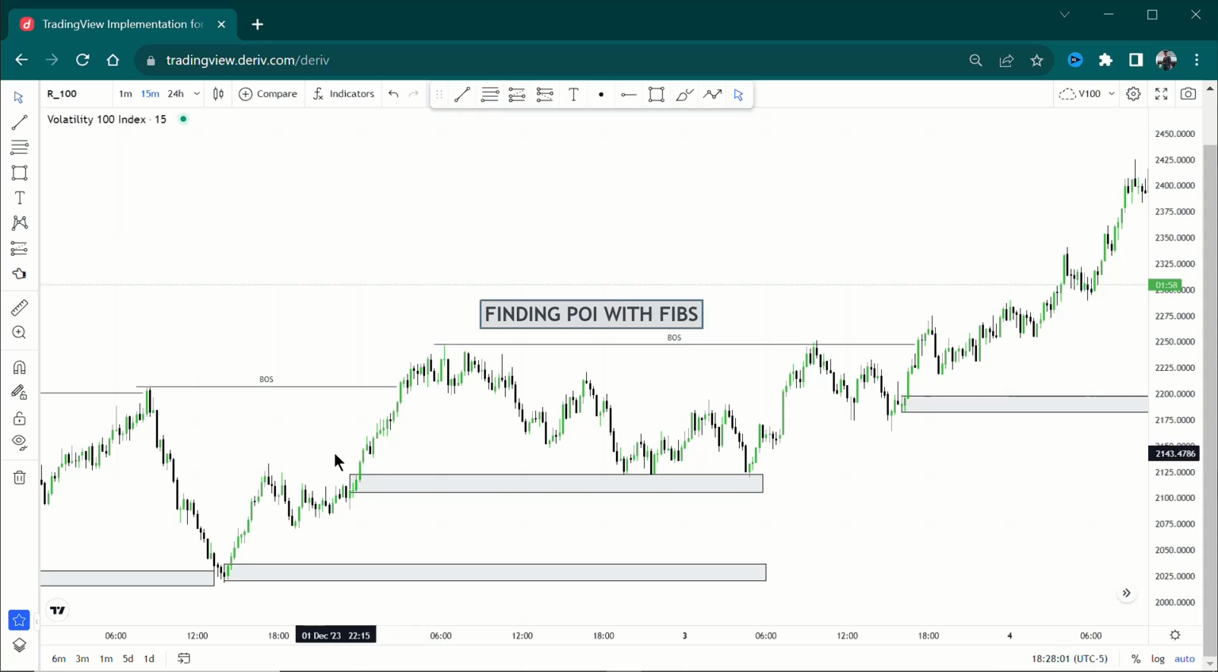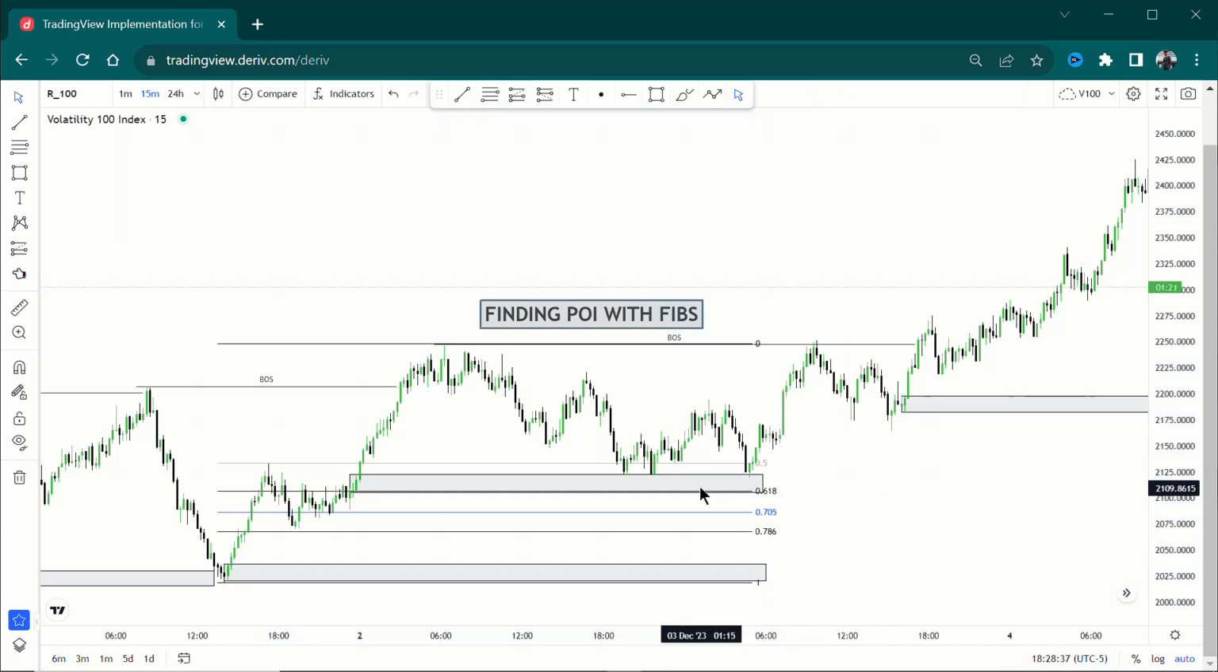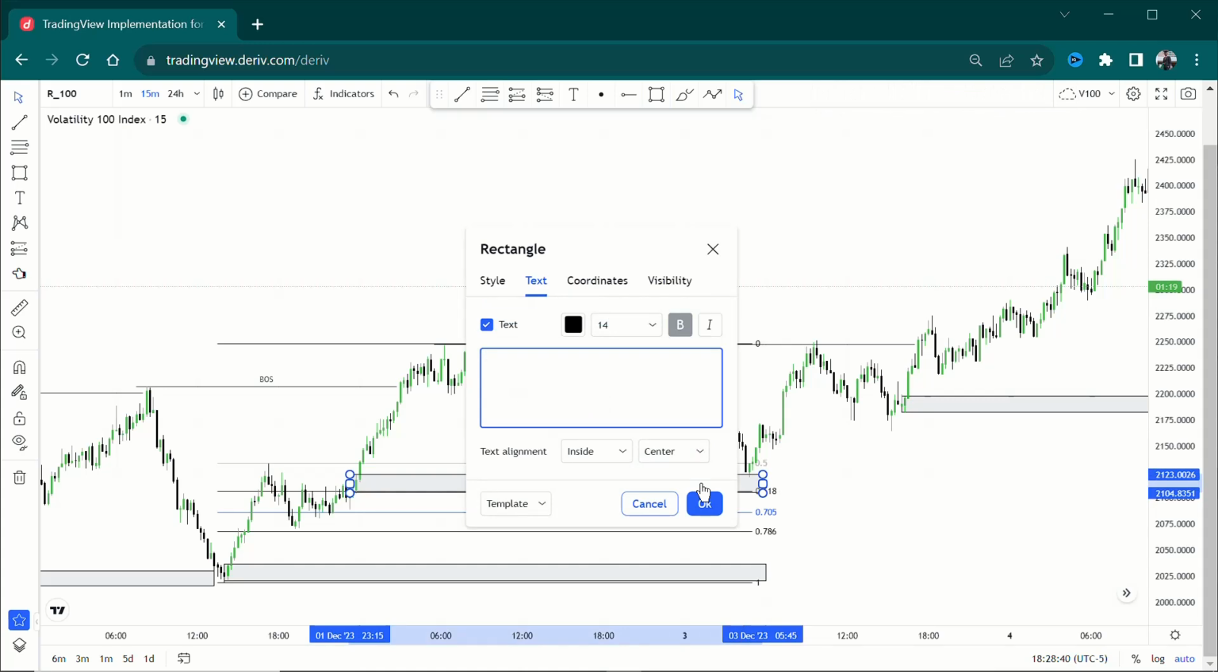If it's an uptrend, you draw your Fibonacci retracement from the low to the high. You don't start from the high to the low, unless you are selling. When you are in an uptrend, you are buying, so you draw from the low to the high. This is how you draw from the low here to the high. That's your high. So you can clearly see this was a decisional POI here.